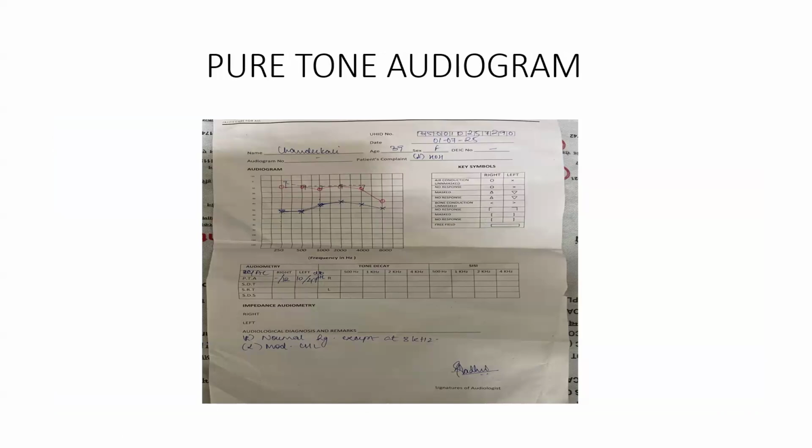Okay. Sir, in pure tone audiogram, on the right side there is normal hearing, and on the left side there is moderate conductive hearing loss of 47 decibels. Ashish, can there be a sensorineural component also in the left ear? Is it possible theoretically? Yes, sir, it is possible to have mixed hearing loss, conductive as well as sensorineural component. So what is the cause of the sensorineural component?